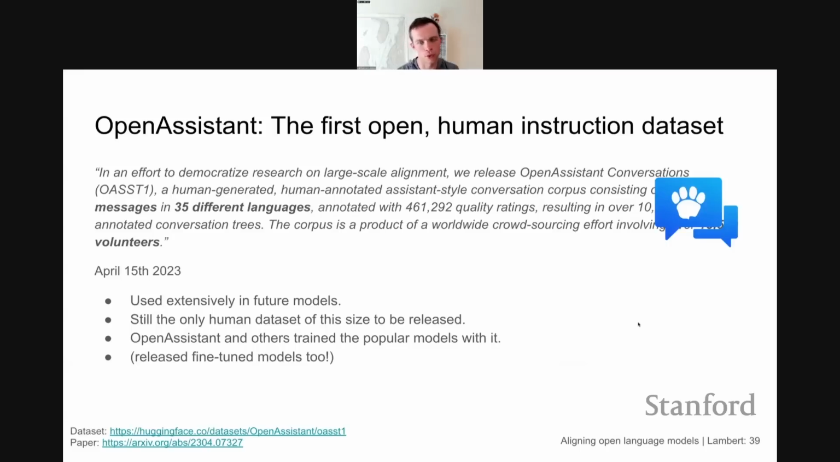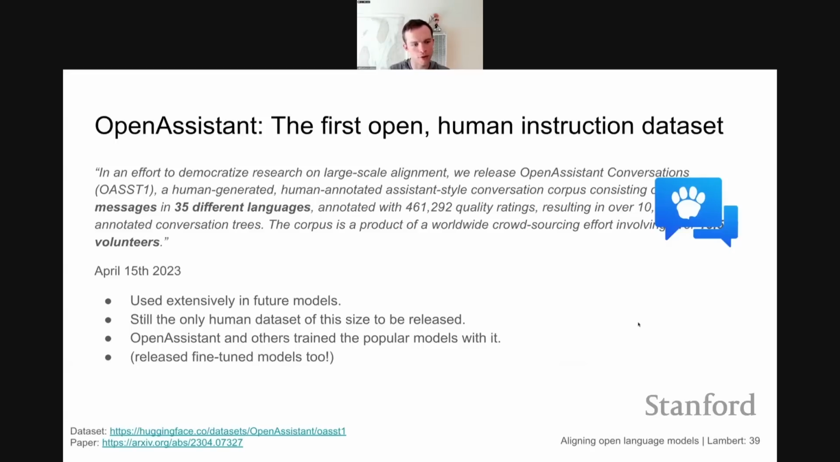So essentially there's this quote on the top, but the leaders ran a community project to generate human-written prompts and human-written responses in many different languages, with ratings so you could use them as preferences. The slide has a bug: there are over 10,000 annotated trees and over 1,000 volunteers. This is still used extensively today. It will come up again in the talk.